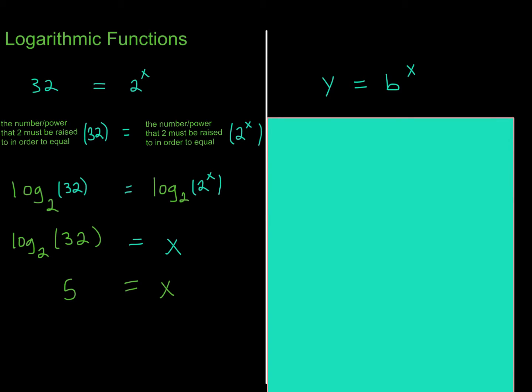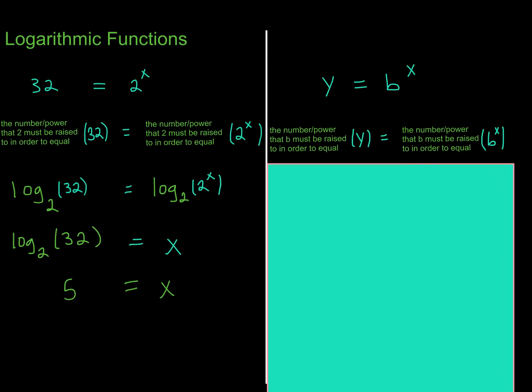So on the right side, we're thinking about the number or power that what must be raised to in order to equal b to the x. Well, here our base is b, so we're thinking the number or power that b must be raised to in order to equal b to the x. So think about this. The power that b must be raised to in order to equal b to the x is just x. So that will allow us to isolate x on the right, and we apply that same operation on the left. We're looking for the power that b must be raised to in order to equal y.